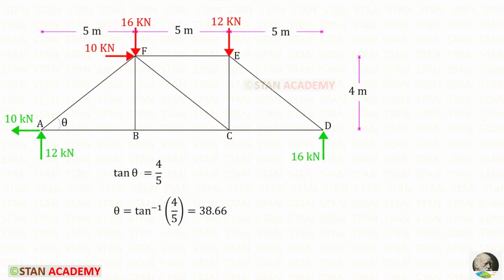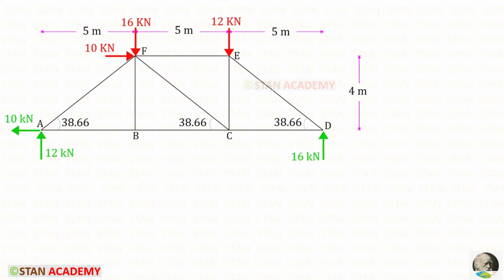Now we need to find the member forces. Before that, we need to find the angles. Let us take this triangle. In this triangle, let us find the angle theta. Tan theta is opposite side by adjacent side. The opposite side is 4 meter and the adjacent side is 5 meter, so it will be 4 upon 5. So theta will be 38.66. If this angle is 38.66, this angle and this angle also should be 38.66.